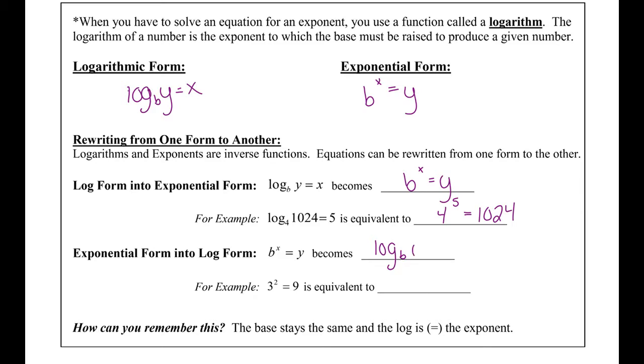Going from exponential form into log form, b to the x power equals y becomes log base b of y equals x. So 3 squared equals 9 is equivalent to log base 3 of 9 equals 2. How can you remember this? The base always stays the same and the log is equal to the exponent.